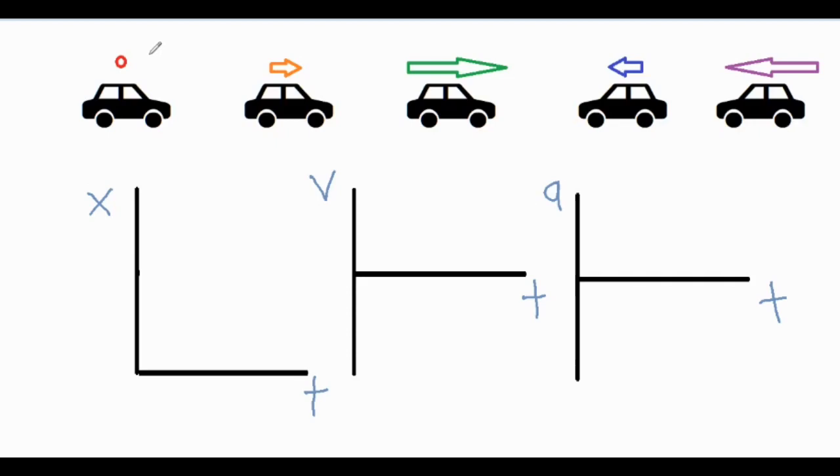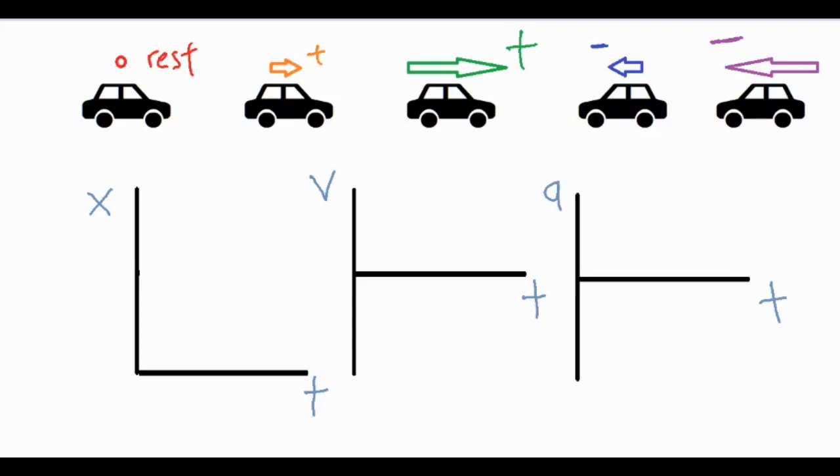Our first one is completely at rest with no velocity. The second one is moving to the right, moving forward, so this one has a small positive velocity. The third one has a large positive velocity. And then now we have two objects, or two cars, going in opposite directions. So we have one with a small negative velocity and then one with a large negative velocity.